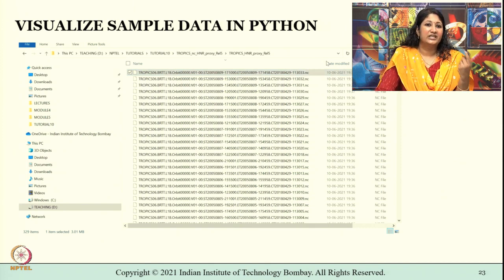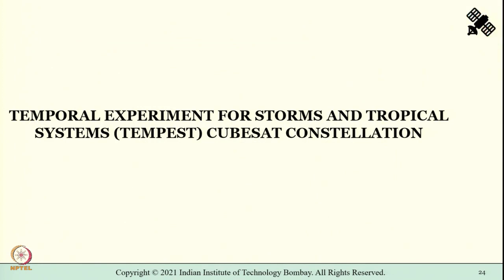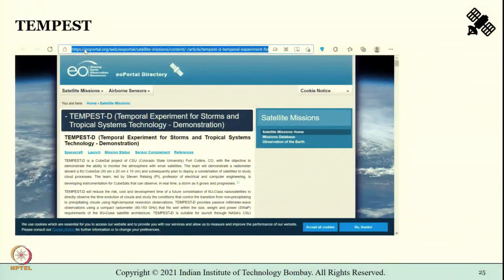Now, as we are talking about past, existing as well as futuristic missions for the study of precipitation using radiometers, I will also take the liberty to introduce you to TEMPEST, which is short for Temporal Experiment for Storms and Tropical Systems CubeSat Constellation. It is a CubeSat project of Colorado State University, and the aim of TEMPEST is to demonstrate the ability to monitor the atmosphere with small satellites. To get more details about the upcoming TEMPEST mission, I would urge you to visit this website.